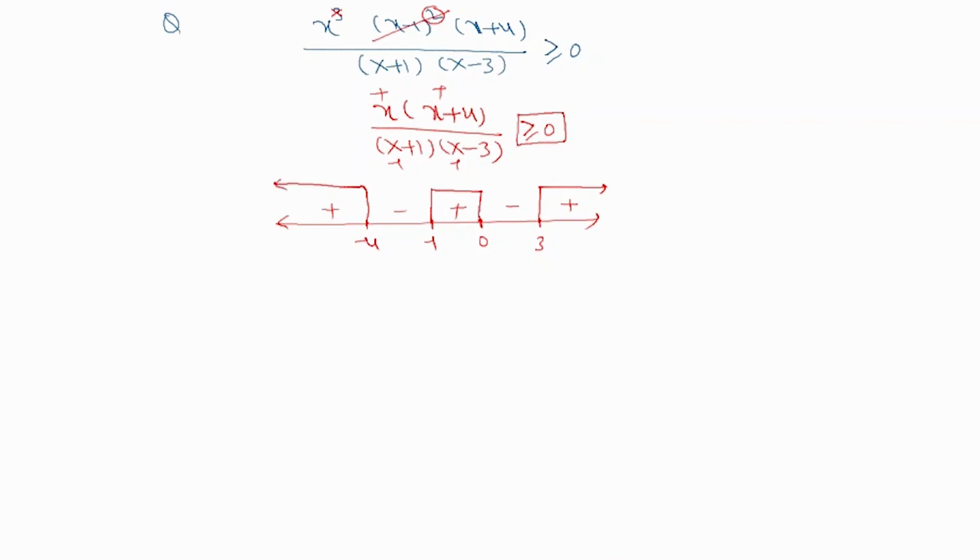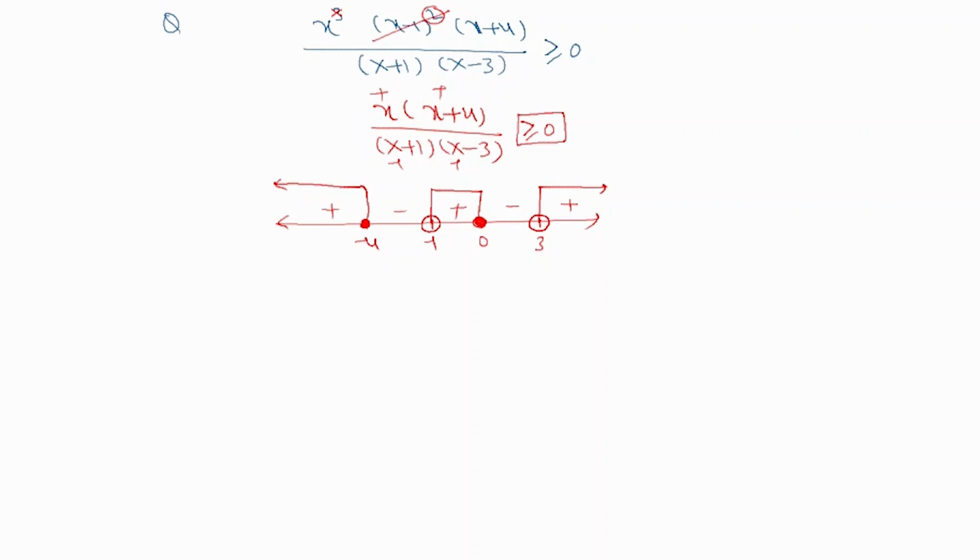And because there is an equality sign, I'll include the roots of the numerator. What are the roots of the numerator? They are 0 and then -4. I'll exclude the roots of the denominator. So I'll not include -1, and I'll also not include 3.